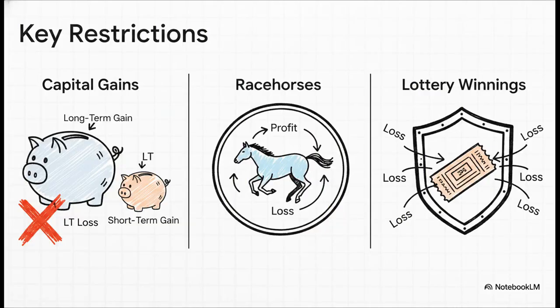A long-term capital loss? It can only fight a long-term capital gain. It can't touch short-term gains. And losses from something super specific, like owning and maintaining racehorses, that's in its own little world. You can't set it off against anything else. And please, don't even think about setting off any kind of business or capital loss against winnings from lotteries or game shows. That's a huge no-no. These rules are there for a reason, to keep things fair.